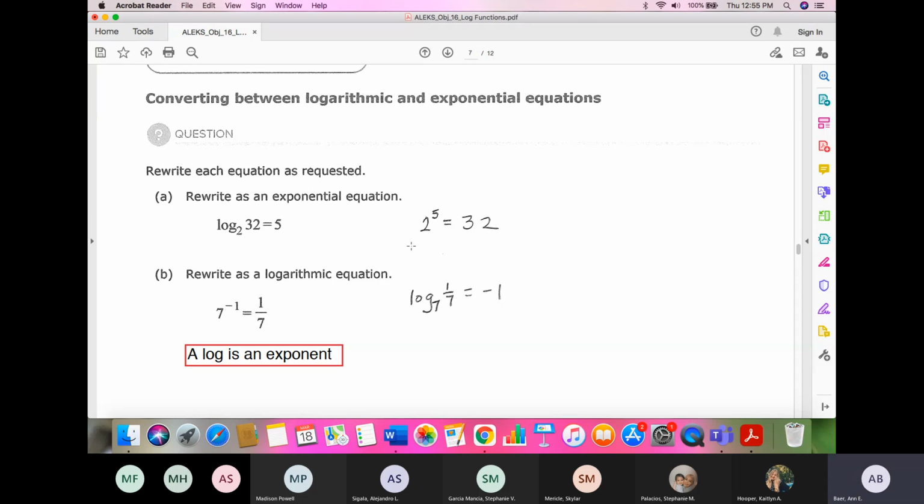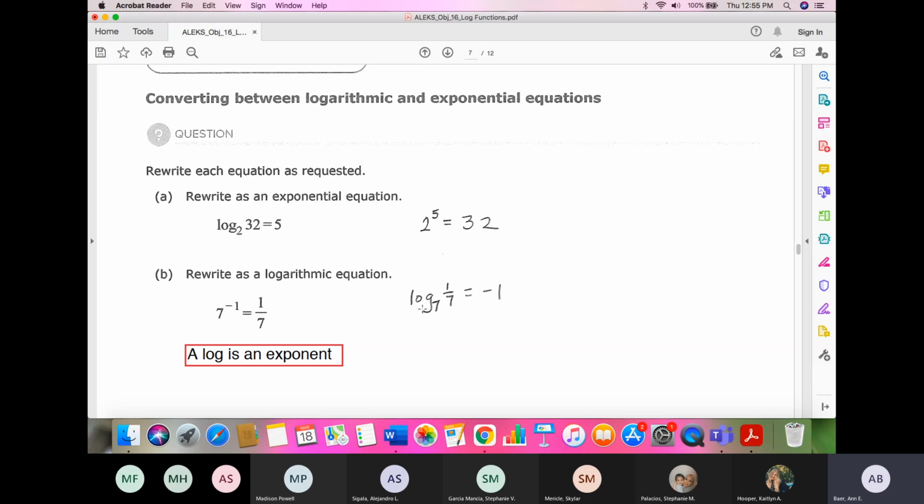Part B, so that's the answer to part A. Part B, rewrite as a logarithmic equation. So we want to do base. The base here is the bottom of this exponent, which is 7. And since it says rewrite as a logarithmic equation, we need to start with a log.